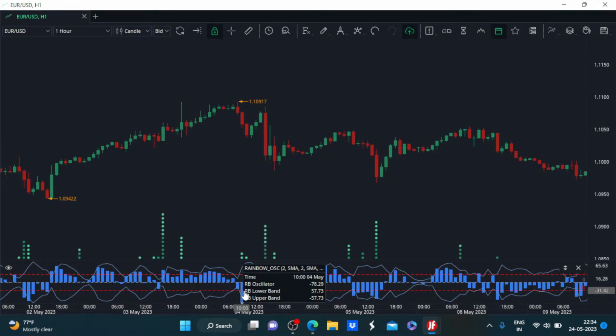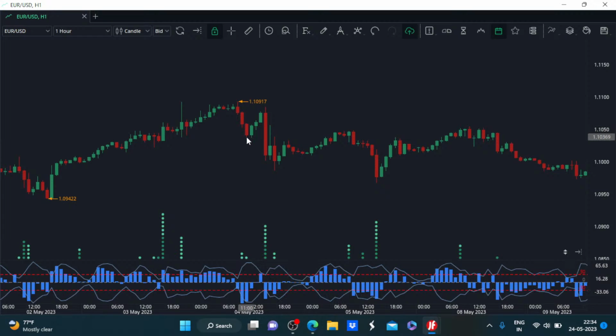Now here again we saw the RB oscillator reaching the desired level, close to 80 but not exactly 80. So for representative purposes, let us consider for all practical purposes that this output was below minus 80, and that would have signaled to us that there is a possibility of a reversal emerging at these levels, and then we can start looking at the price action and jump in at the signs of a possible reversal.